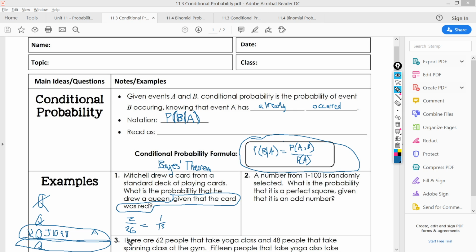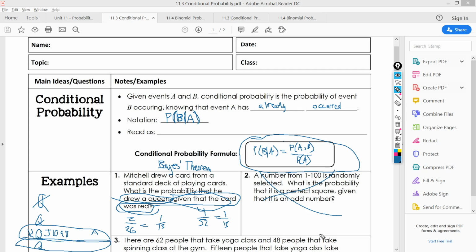I don't think it's a great problem because if I just said, what's the probability of drawing a queen? Well, the probability of drawing a queen is 4 out of 52, because there are 52 cards in a deck. That's the same thing as 1/13. So actually, given that the card was red doesn't affect our probability at all.